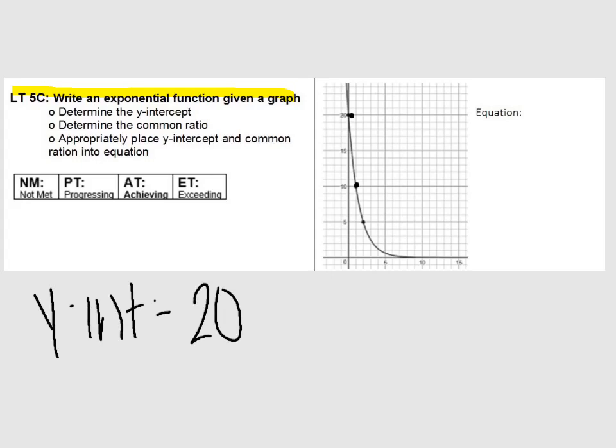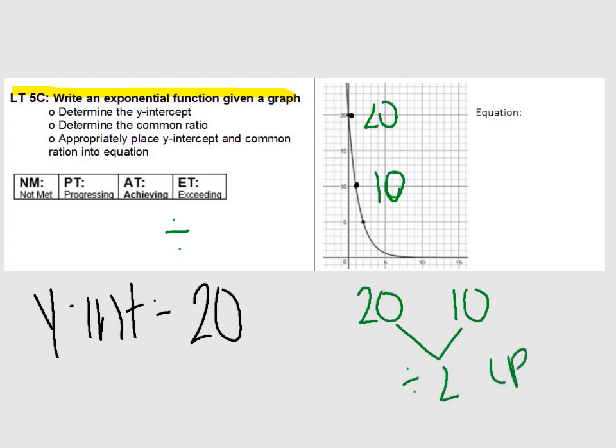Then we always start from the left and come to the right. So the first number that I would touch from the left of the dot is at 20, and then the second dot is at 10. So I need to ask myself, are my numbers getting bigger or smaller from left to right? From 20 to 10, my numbers are getting smaller, so I am dividing. Now I ask myself, 20 divided by what number is 10? And that is 2. And that happens to be my common ratio.